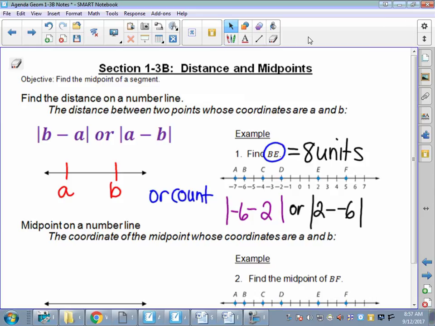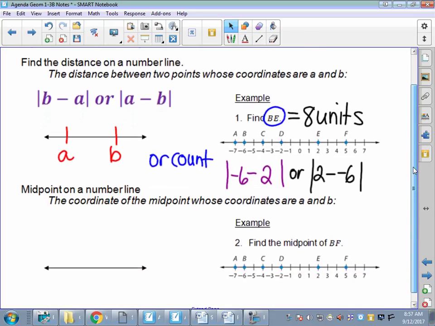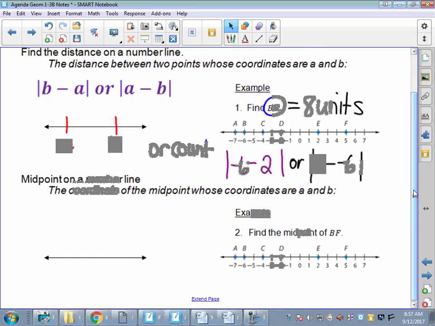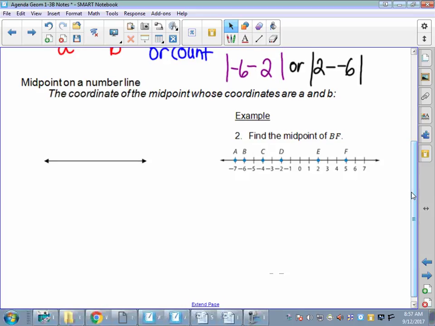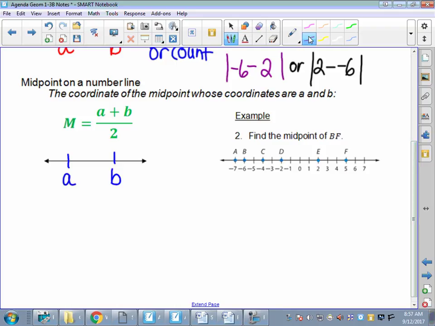Again, some of you might just count that out. If we're talking about midpoint, midpoint is halfway, right? So it stands to reason if we're going to find halfway, we're going to have to divide by 2. So midpoint is the two coordinates, a plus b, divided by 2. So again, here's a on my little number line. There's b on my little number line. The midpoint is exactly halfway. We'll use a capital M to signify that.